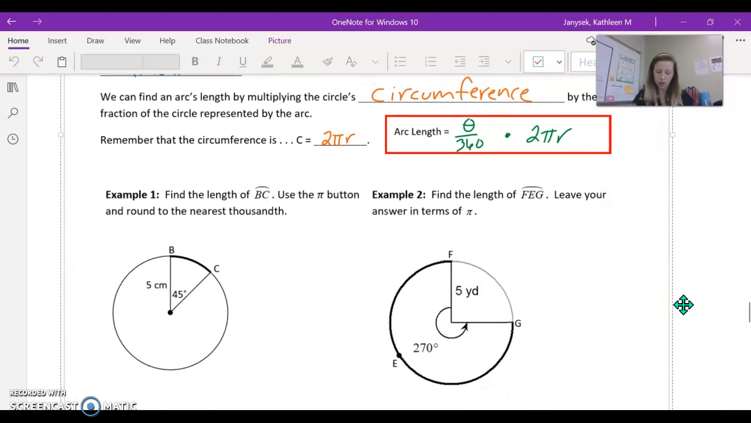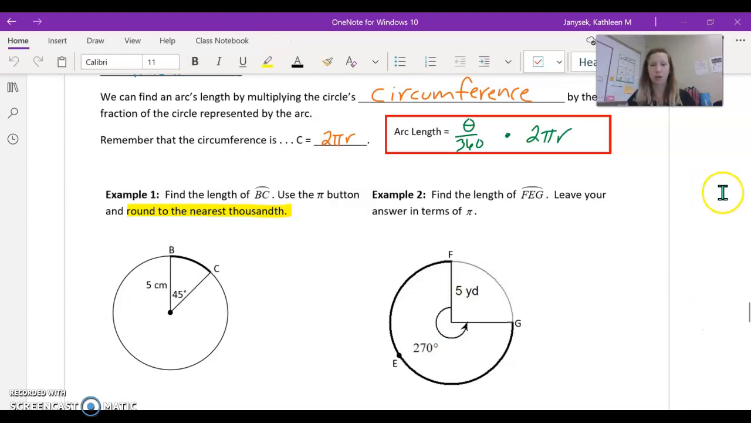So this first one, note that it does say we're using the pi button. We're not using 3.14, and it says to round to the nearest thousandth. So we're not leaving our answer in terms of pi. Okay, so please keep that in mind. So let's put our formula out. We're going to use this formula, theta over 360. Our measure is 45 degrees, so it's 45 over 360, times 2 pi r, and our radius is 5 centimeters.